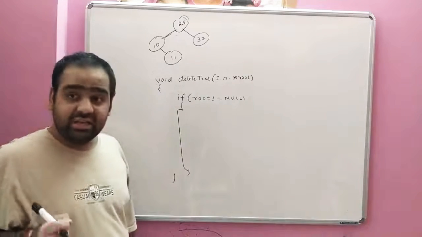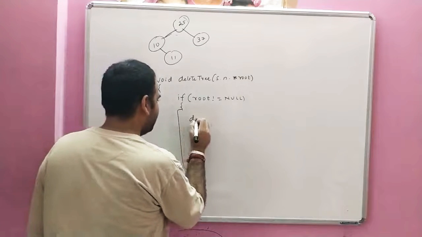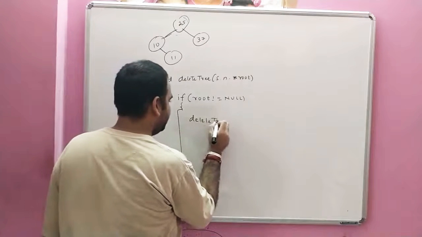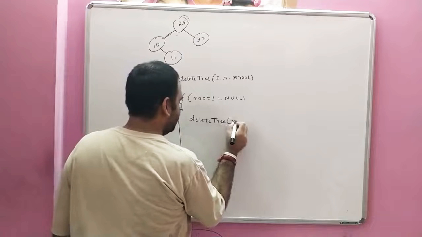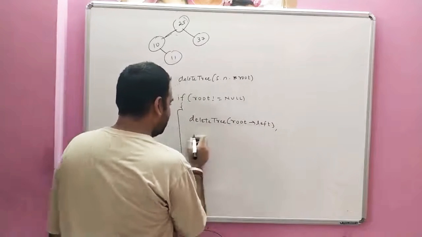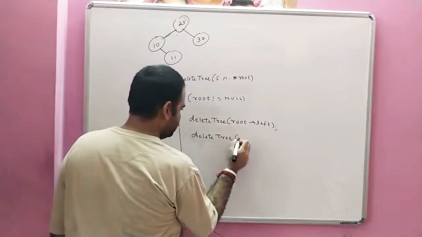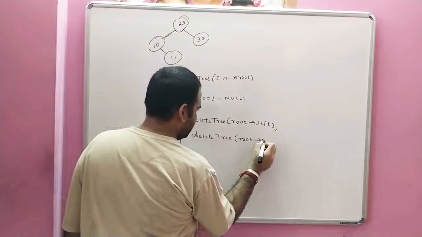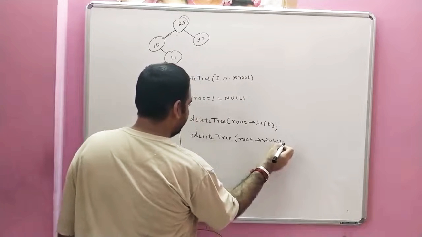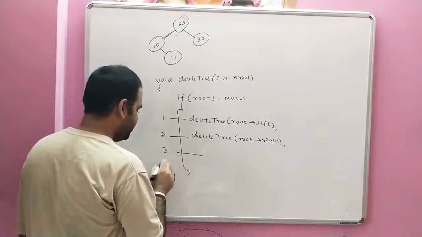Now, this delete tree has to be done in what fashion? Post order fashion. Therefore, what do I write over here? I say delete tree. What is post order? First you go on the LHS. Then we go on the RHS. Then at last what we do? We process the root. How do we process the root? We will see it in some time.